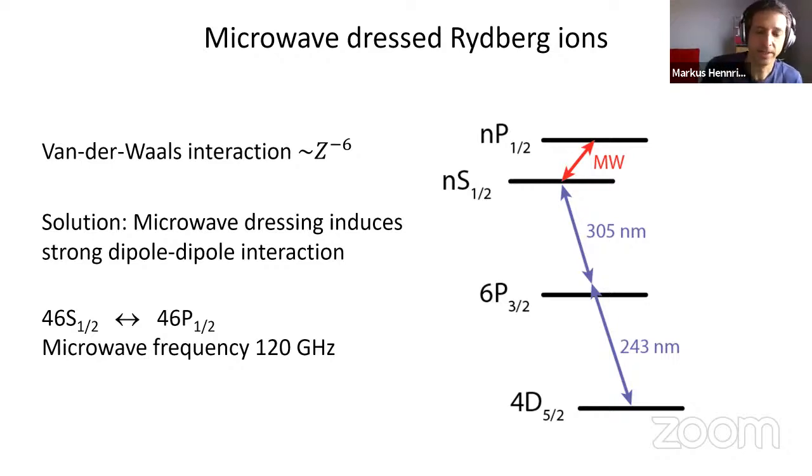In the initial proposal of using Rydberg ions, there was a solution: microwave dressing. The microwave dressing couples an S and a P state, and these are, as I said, dressed states of S and P. The dressed states of S and P actually have oscillating dipole moments. I will come back to that in a second and explain it a little more intuitively. As I said, we use in this experiment a 46S1/2 to 46P1/2 transition with a microwave frequency of 120 gigahertz.